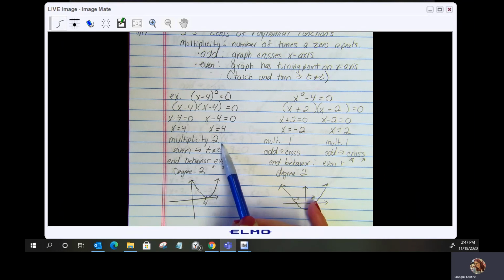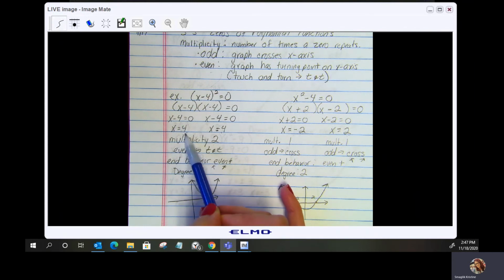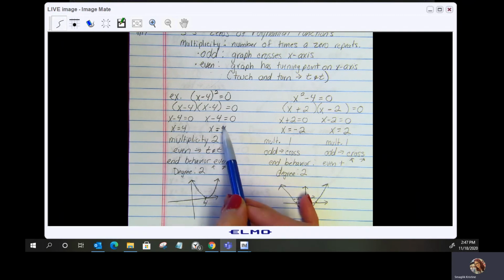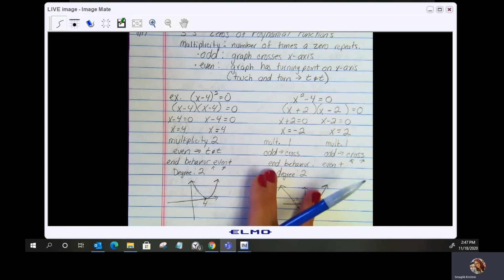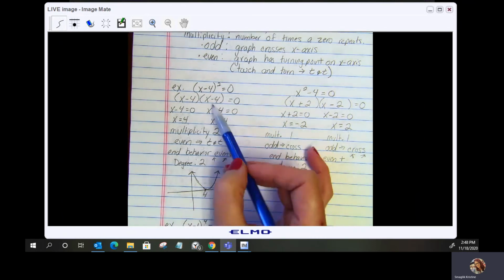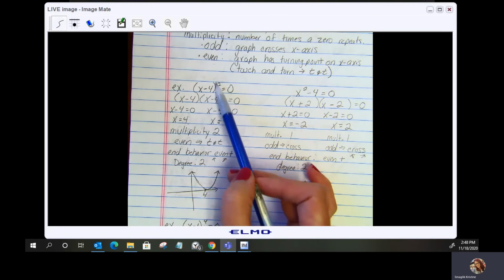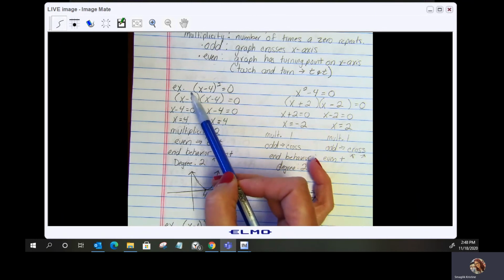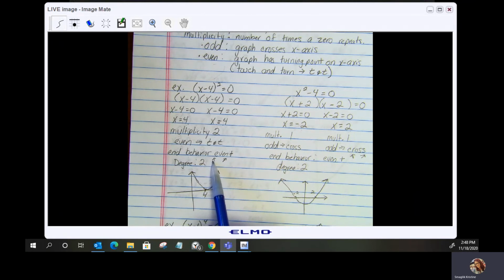2 is an even number, which means wherever x equals 4 on the graph, your graph is going to come down, touch the x-axis at x equals 4, and turn around and go back up. Now we also know from our previous studies, we have a degree of 2. This is even. I don't see a negative out front. This is positive. This is even positive. So our end behavior is up, up. And I have this x-intercept at 4. So my graph comes down, does a touch and turn. It touches the x-axis, turns around, and goes back up.